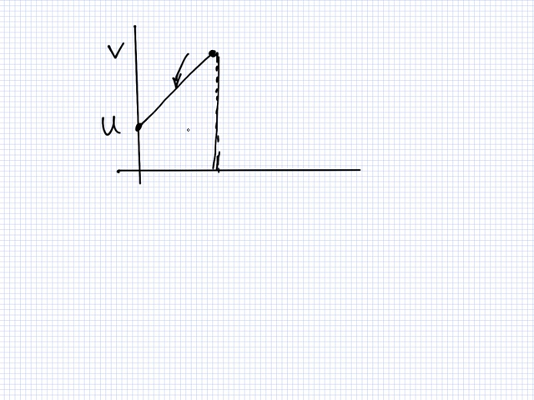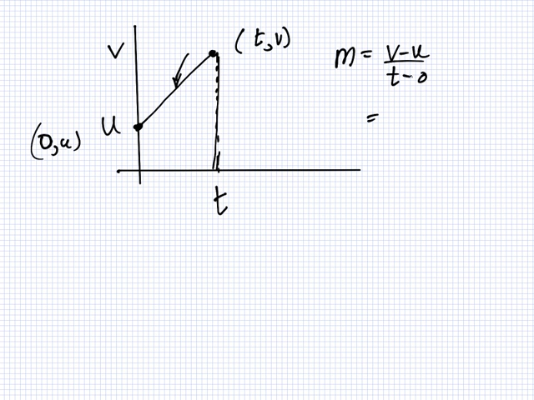If you think about this from a math class, this point here is (0, u), and this point here, if I call this t, would be (t, v). So the slope would be y2 minus y1, so what would that be? v minus u over t minus 0. But this is how much the velocity changed, isn't it?